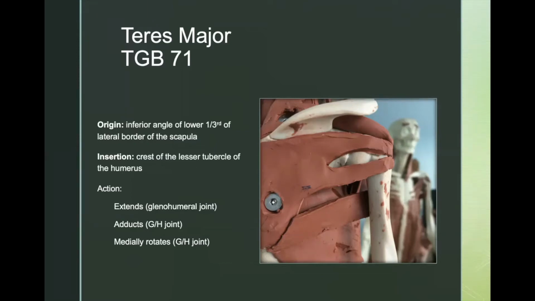The teres minor does the opposite in terms of rotation. So the minor is an external rotator. The major is an internal rotator, and it works with that latissimus dorsi, which is a majorly big muscle. So maybe that's how you can remember the difference.